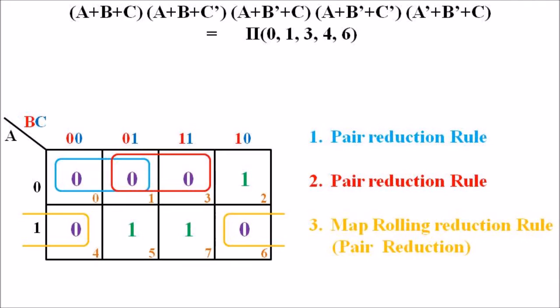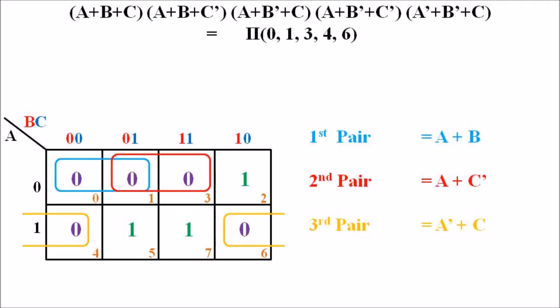In the next step, we reduce these pairs by applying the different rules. Our rule is simple. We should consider the variables which are unchanged, and we should ignore the variables whose values are changing. So considering the first pair, the pair marked in blue color, the pair consists of cells 0 and 1, and this pair lies in the first row and in column number 1 and column number 2.